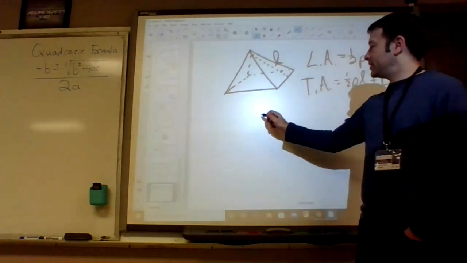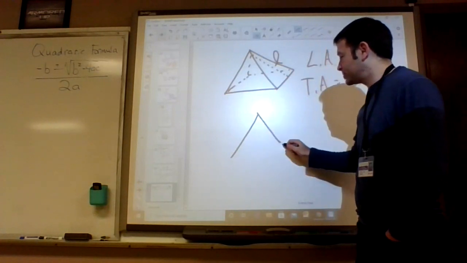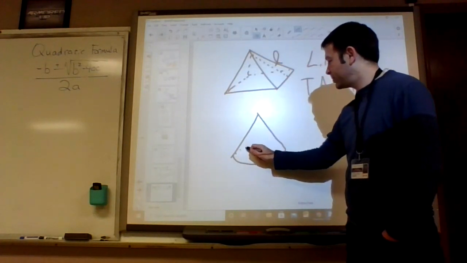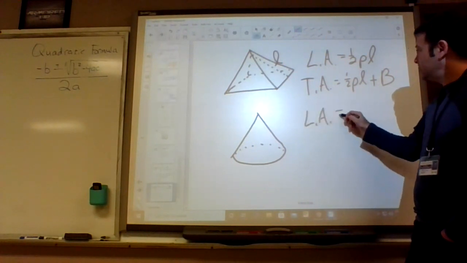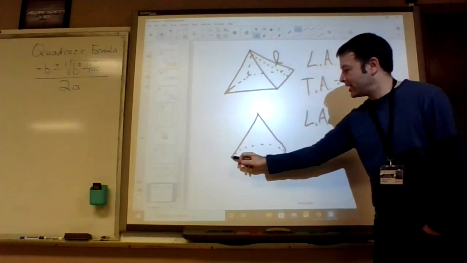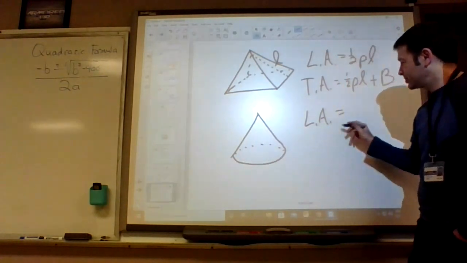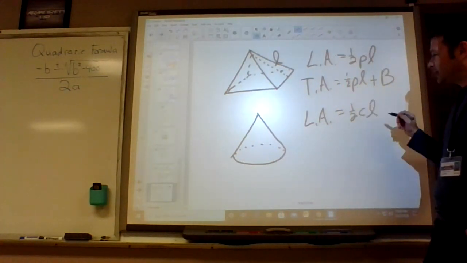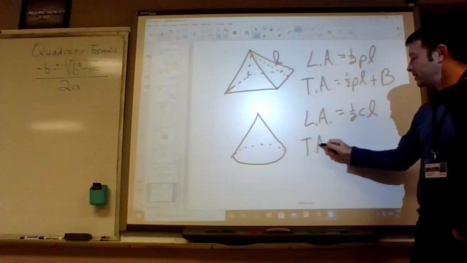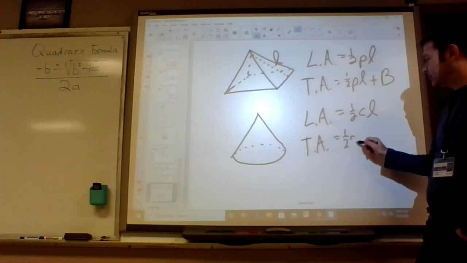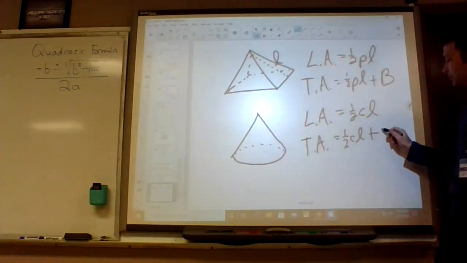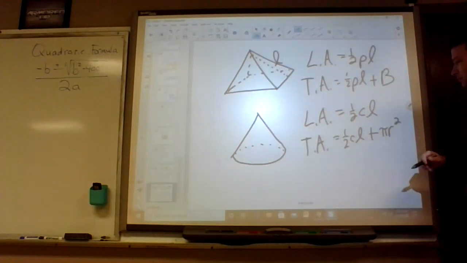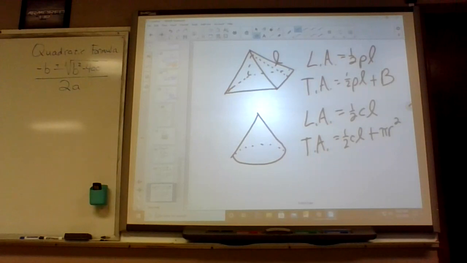To go with that lesson, we did the circle version of a pyramid, which was a cone. It's very similar. Instead of 1/2 perimeter times slant height, it's 1/2 circumference times slant height. And the total area would be that plus the area of the base, which in this case is a circle, so it's pi r squared. That was Tuesday.